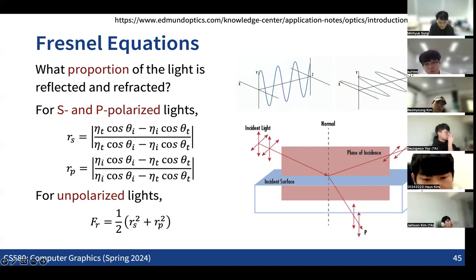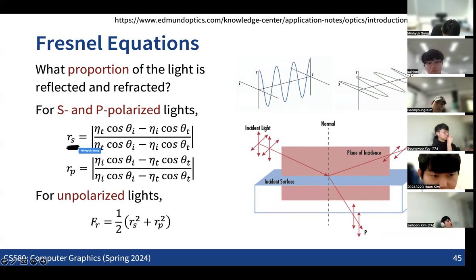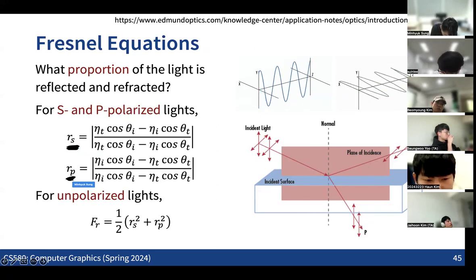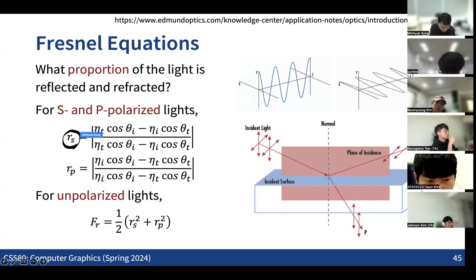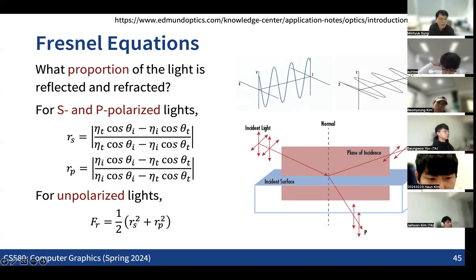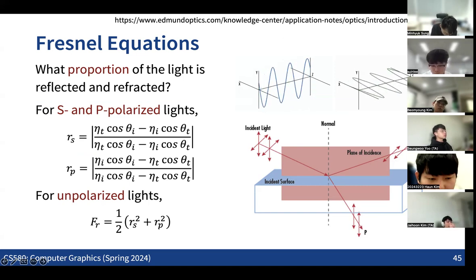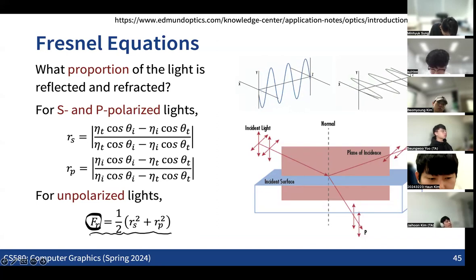And depending on this polarization of the light, the proportion of light being reflected changes. So this is the proportion of the light that will be reflected when we have S polarized light, and this is the proportion of reflection when we have P polarized light. But when we simplify all this explanation and just assume we have unpolarized light, we can simply compute the proportion of reflection in this form. So this is the Fresnel equation, and using this Fresnel equation, we can easily calculate it.